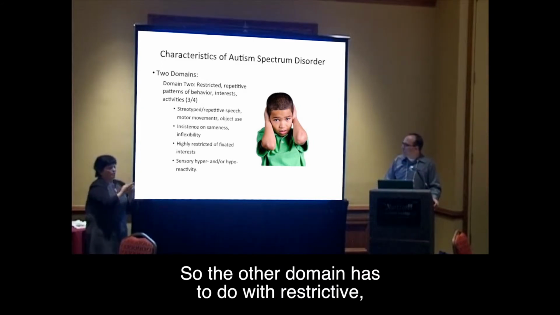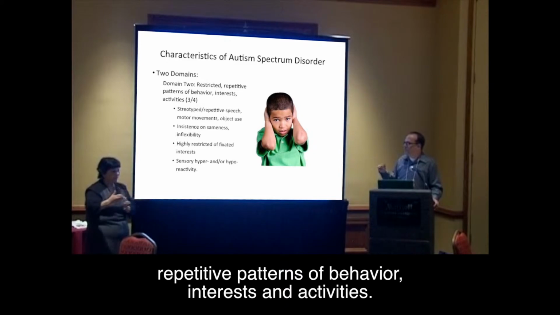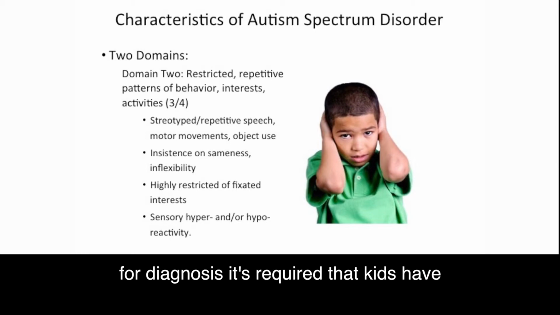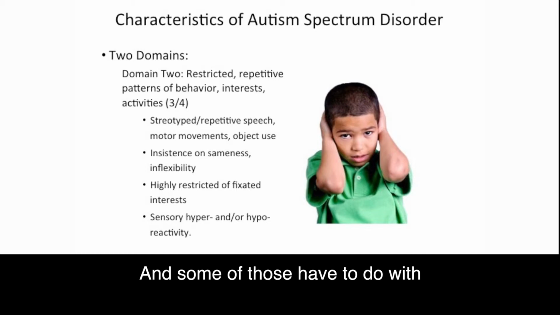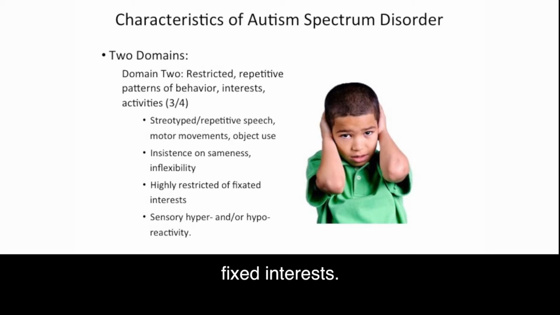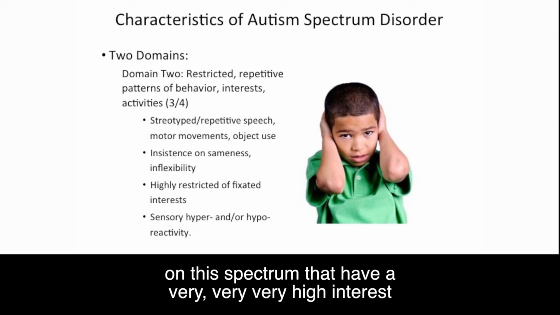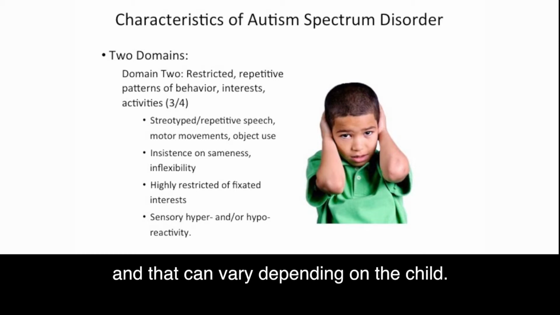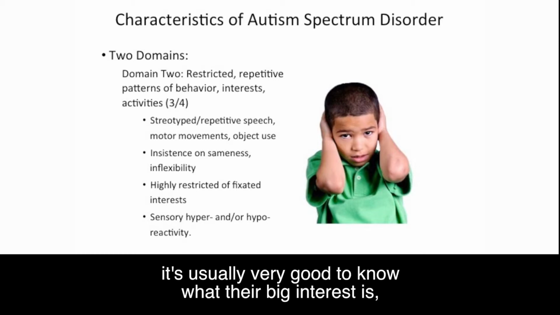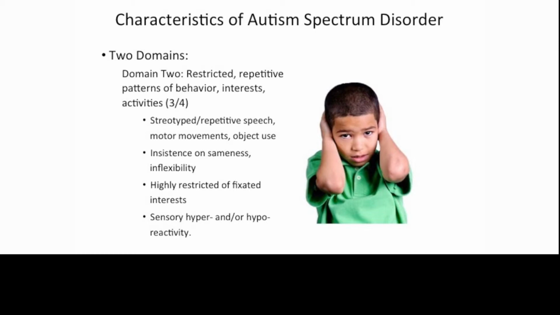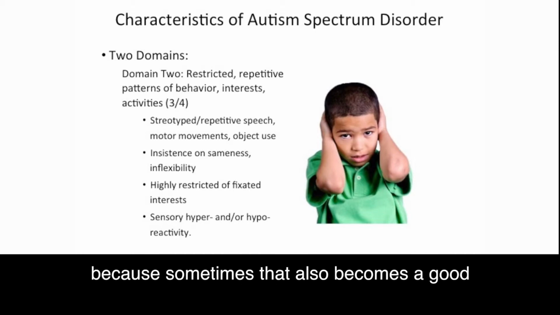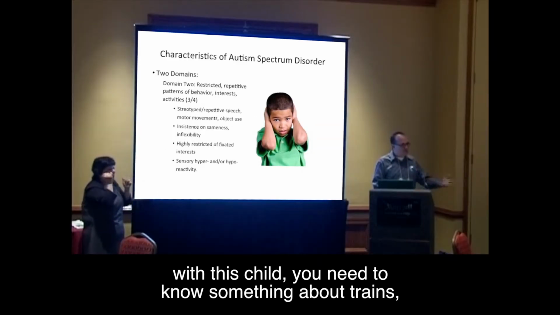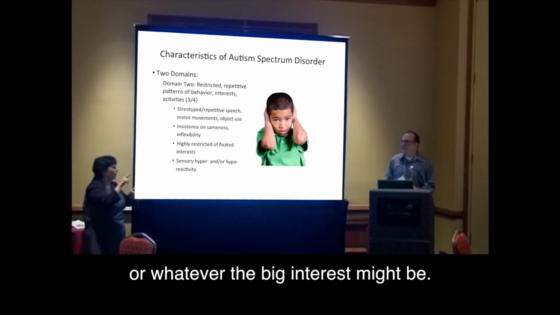So the other domain has to do with restricted, repetitive patterns of behavior, interests, and activities. And this particular domain, for diagnosis, it's required that kids have 3 out of 4 characteristics. And some of those have to do with fixed interests. So we might find that there are many children on the spectrum that have a very, very high interest in one or only a couple of areas. And that can vary depending on the child. So, if you're working with a child on the spectrum, it's usually very good to know what their big interest is if they have one of those fixed high interests, because sometimes that also becomes a good bridge to communication with them, because that's our kind of doorway. If you want to engage with this child, you need to know something about trains, or whatever the big interest might be.